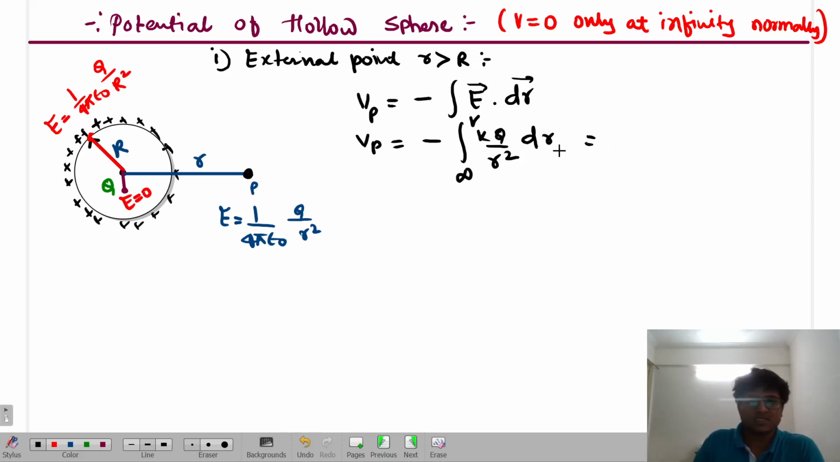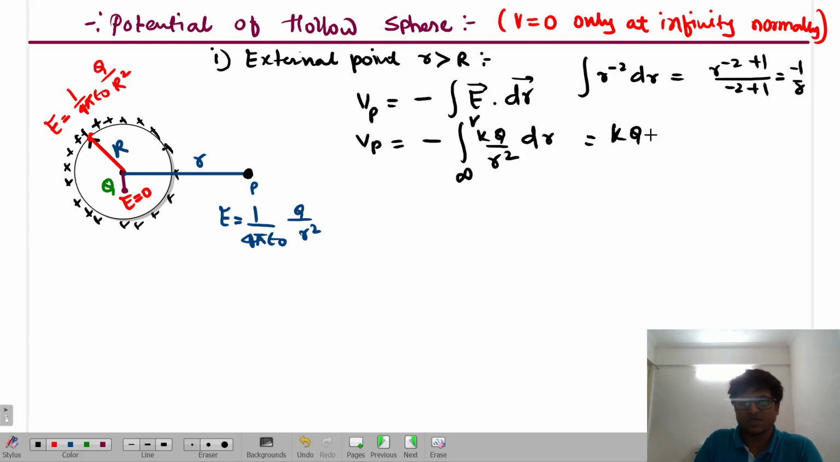So the integration of 1 by r square is minus 1 by r. So I'll write directly. You can write as 1. Okay. So I can write 1 by r square as r to the power of minus 2 dr, isn't it? This is r to the power of minus 2 plus 1 divided by minus 2 plus 1. So it is minus 1 by r. ठीक. So look over it, minus minus will become positive, kq will be outside and it will be 1 by r from infinity to r, isn't it?